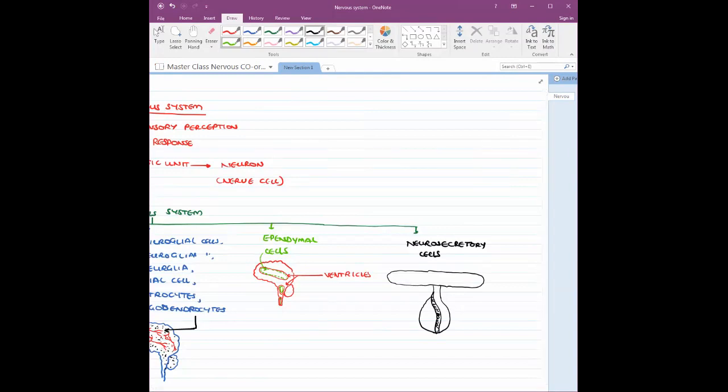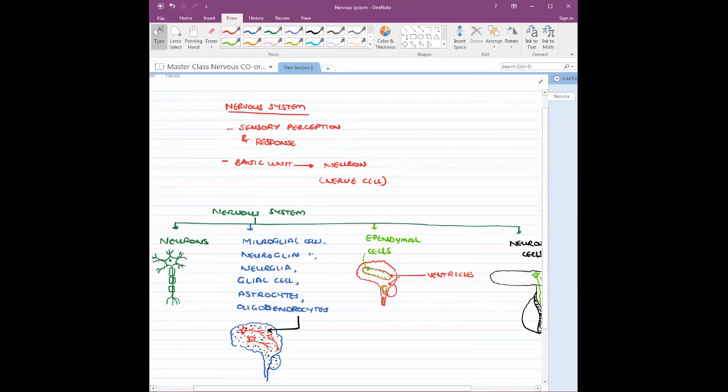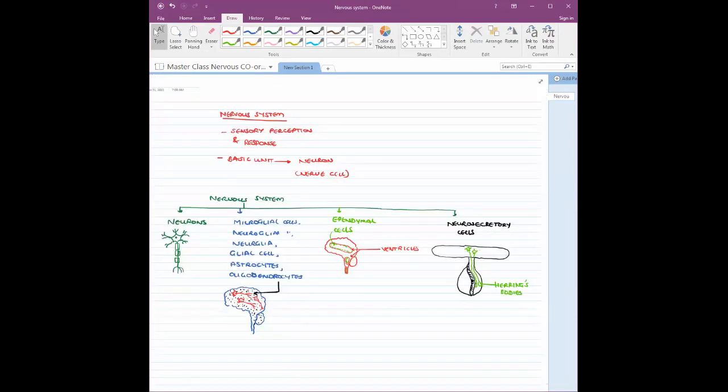But guys, what did we say? Does the posterior pituitary produce hormones of its own? No, it is just going to store the hormones which are coming from the cells present in the hypothalamus. Which were those cells? These were nothing but your neurosecretory cells. And ultimately, we said that these end in Herring's bodies, which store the hormones and release them as and when required. So these are our neurosecretory cells. These are the four things that are going to be present in your brain.